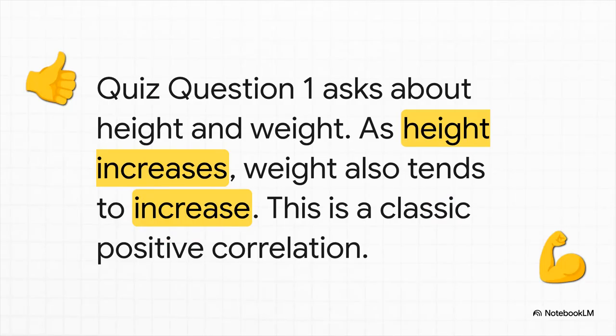Okay, let's make this real. Look at quiz question 1. It asks about height and weight. So think about it. Taller people, they usually weigh more, right? So as height goes up, weight also goes up. Since they're both rising together, that is a classic positive correlation.